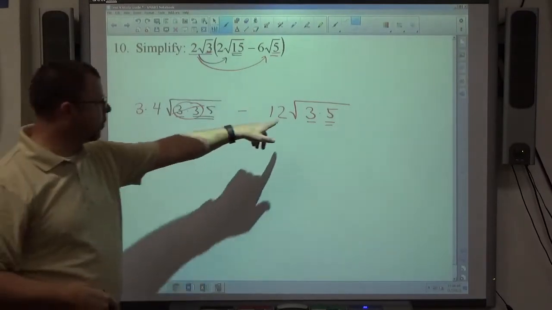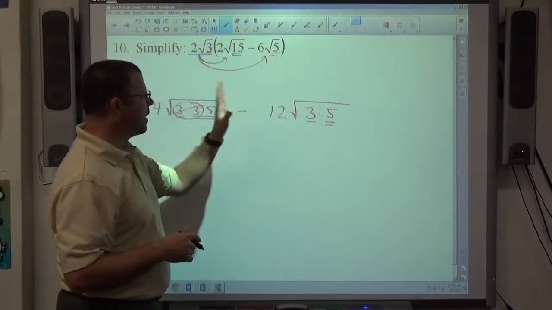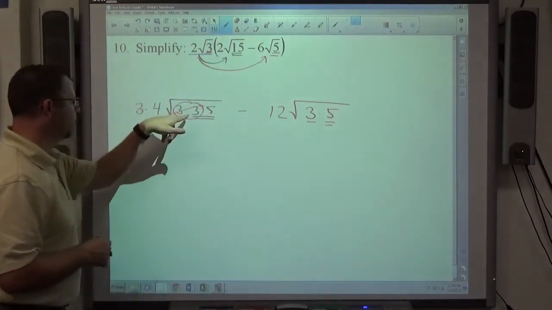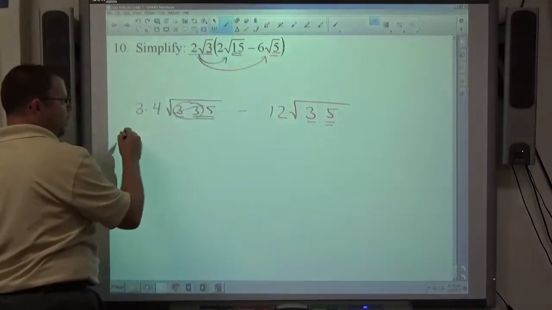Notice in this one, there is no common pair. 3 is 3, 5 is 5. They're different. Can't pull anything out. So I can't make that any prettier than what it is. This, I, of course, took the 3 out, making it prettier than what it is. So my final result is the simplified version of each term.